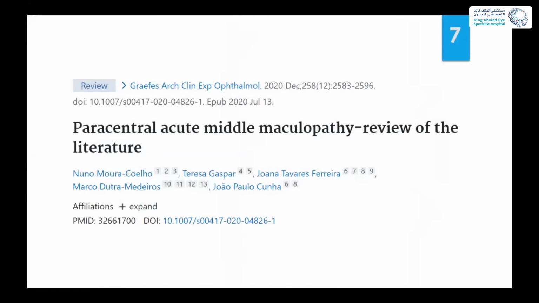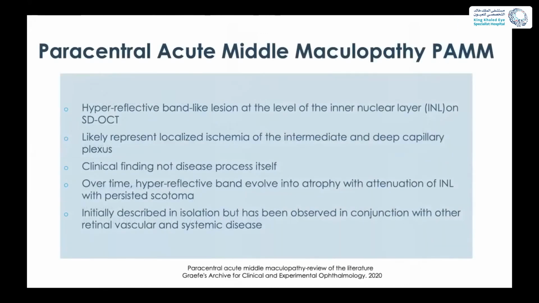And this is a very nice article reviewing the literature of this disease. In this article, they say that this PAMM is a hyperreflective band-like lesion at the level of the inner nuclear layer on spectral domain OCT. And it likely represents localized ischemia of the intermediate and deep capillary plexus. And it is a descriptive term. It is not a disease process itself. So it's not a diagnosis, it's just an OCT term that will help us to know the other diagnosis.